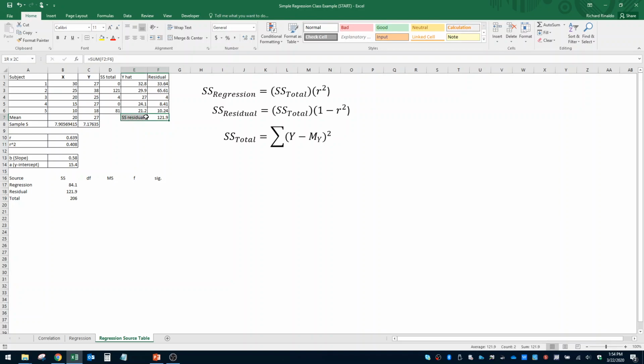There's my 121.9. So to be clear, we calculated the residual two ways. We took the total sum of squares and multiplied it by 1 minus r squared. That's the first way we did it. And then the second way, we calculated the predicted value of y, called y hat. Took the actual y and subtracted from it what the regression model predicted y should be for that value of, say, 30 in this case, and then squared it. And that was a residual.